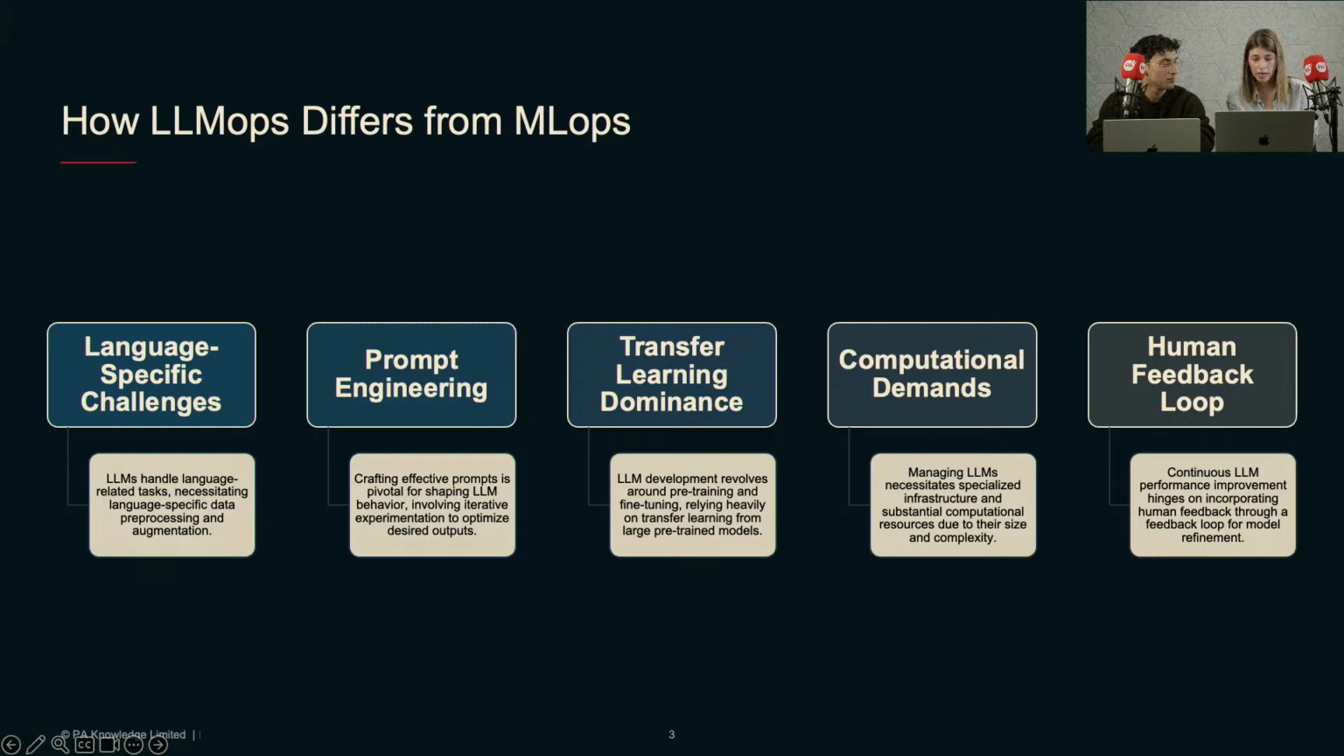Computational demands: LLMs need specialized infrastructure and substantial computational resources due to their size and complexity. And lastly, it's the human feedback loop. Continuous large language model performance improvement hinges on incorporating a human feedback loop through model refinement. And so that's a little bit about the differentiation between the two, even though it's overall a subset of MLOps in general.